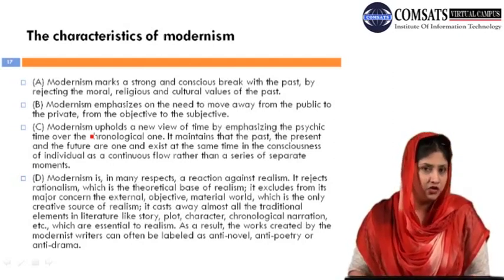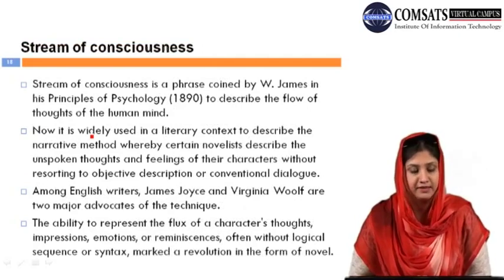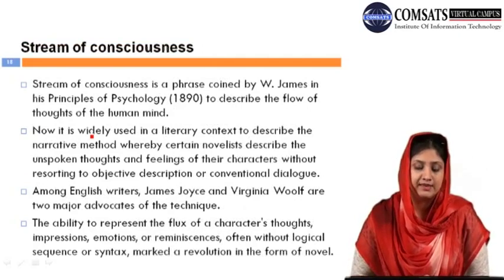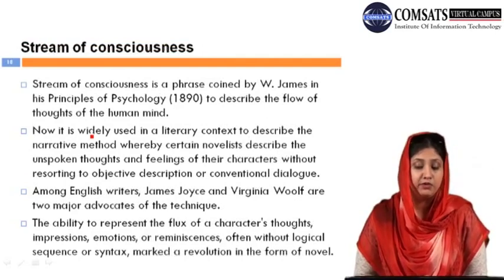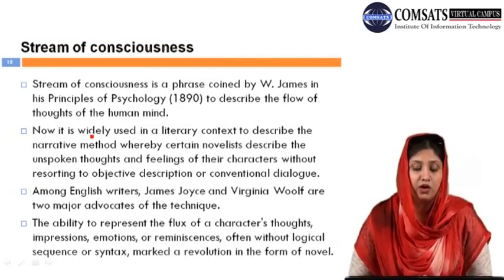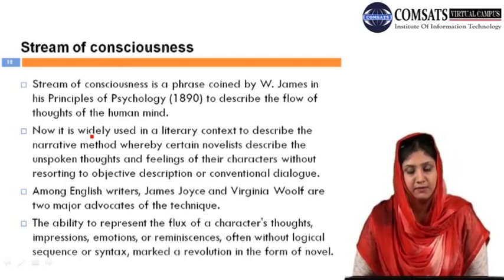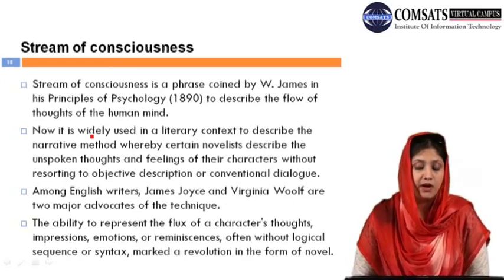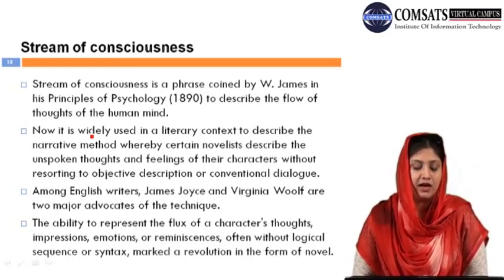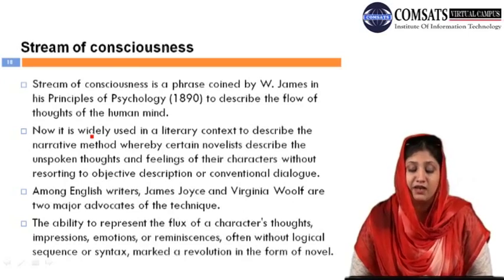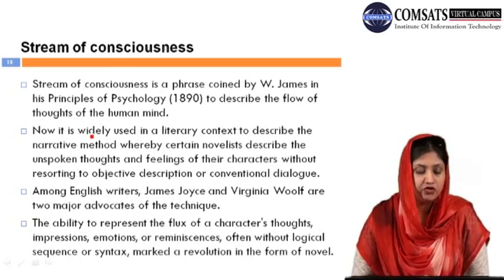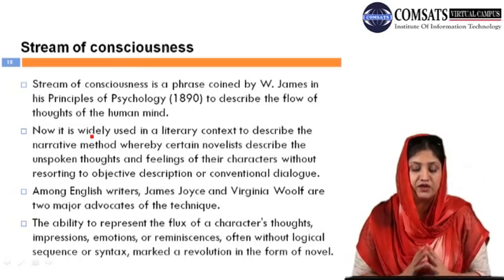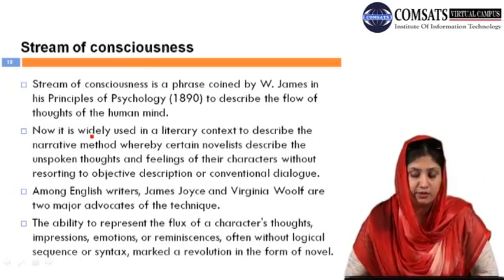So after knowing the characteristics of modernism, the major attributes of this age, we now need to explore what is the major technique of the time, that is stream of consciousness. Stream of consciousness is a phrase coined by W. James in his Principles of Psychology to describe the flow of thoughts of the human mind. Now it is widely used in a literary context to describe the narrative method whereby certain novelists describe the unspoken thoughts and feelings of their characters without resorting to objective description or conventional dialogue.